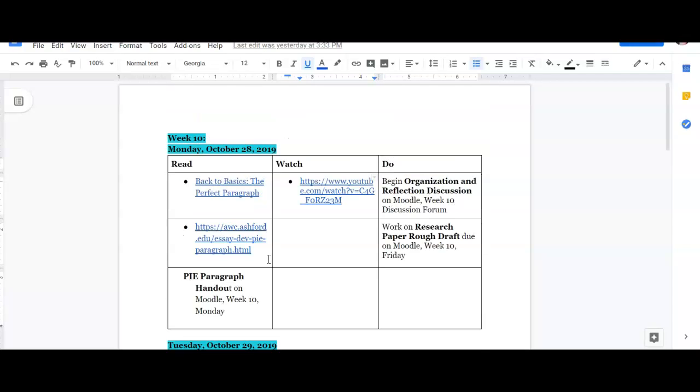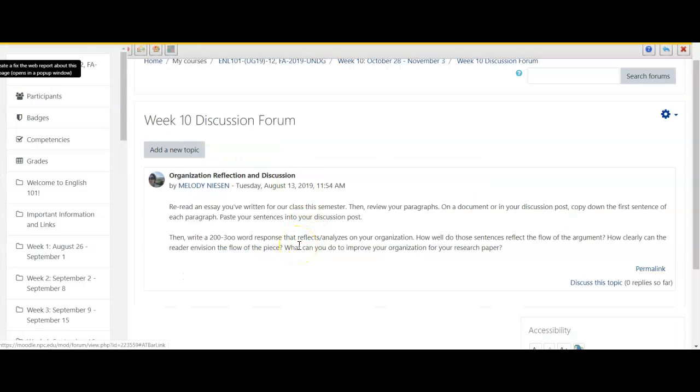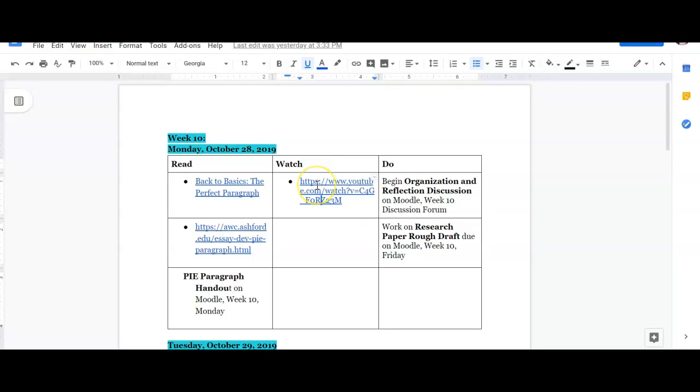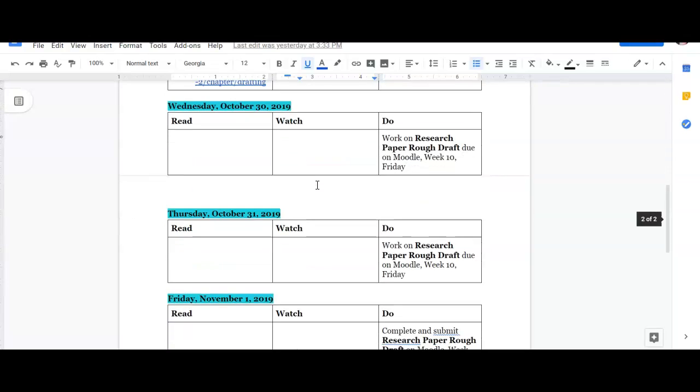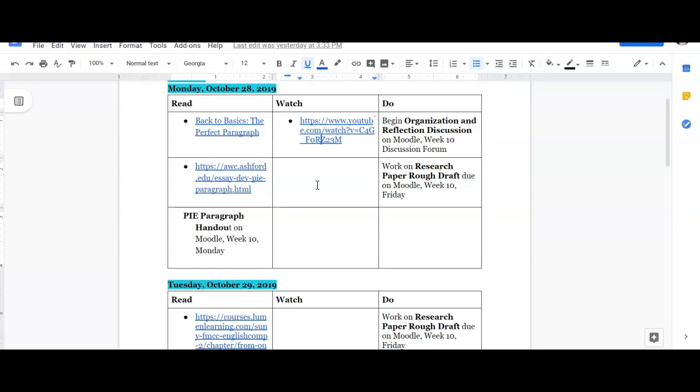So on Wednesday, your organization and reflection discussion will be due, and you can see here that the organization and reflection discussion just asks you to look at the structure of an essay that you've written for a class this semester, review your paragraphs, and in a document or in your discussion post, copy down the first sentence of each paragraph. Then write a 200 to 300 word response that reflects and analyzes your organization. I would encourage you to do this after you have completed the reading from Monday and Tuesday, because those will give you some ideas about proper paragraph structure and organizing your essay.